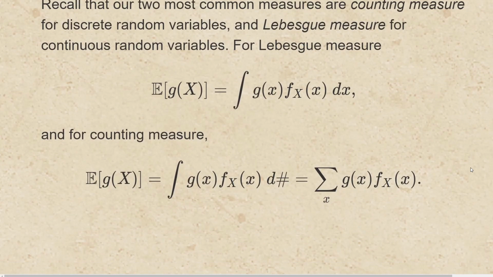Now recall that our two most common measures are counting measure for discrete random variables and Lebesgue measure for continuous random variables. For Lebesgue measure, the integral of g of x f of x with respect to mu is just going to be the integral with a dx at the end. For counting measure, the integral of g(x) f sub X of x with respect to a differential of counting measure will turn into the sum over x of g of x times the density of big X at little x.